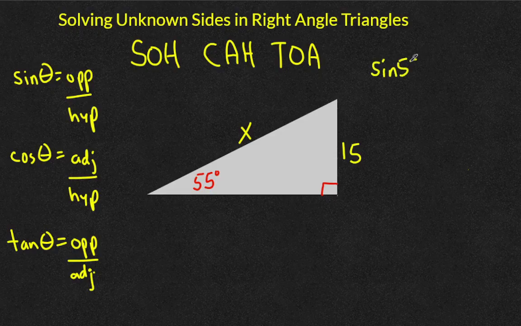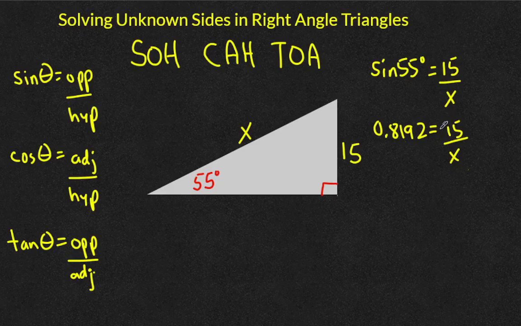We have the sine of 55 degrees, that's the same. It's going to equal our opposite side, which is 15, over our hypotenuse, which is x. As always, you can go straight to your calculator and convert that sine 55 into a number. That's just an operation on a calculator. And it's going to be 0.8192 is equal to 15 over x.